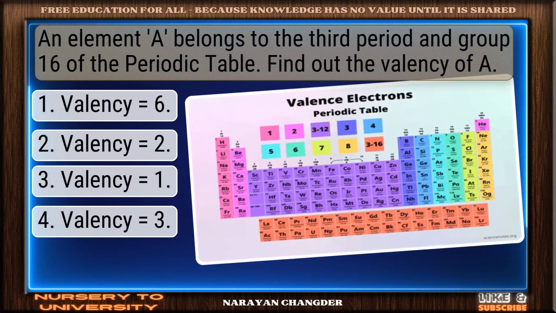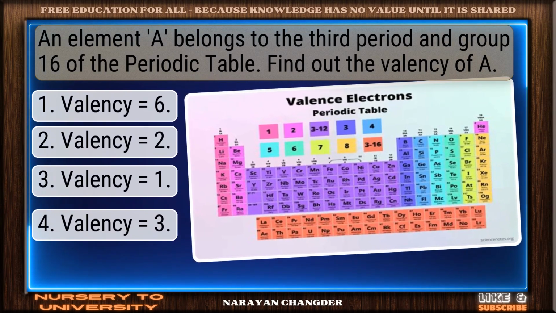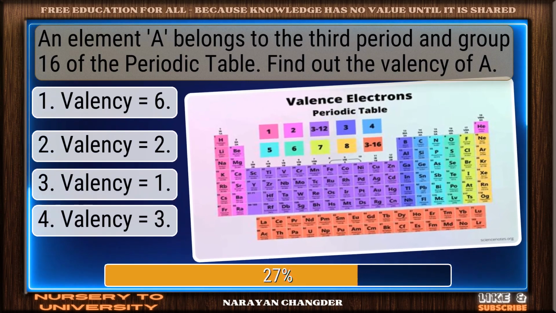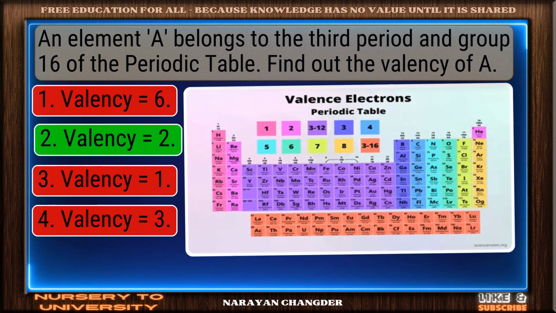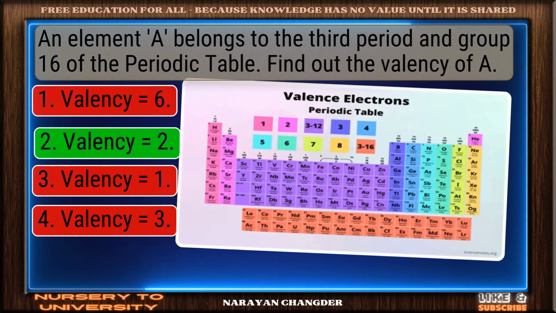An element belongs to the 3rd period and group 16 of the periodic table. Find out the valency of the element. Bravo! Valency equal to 2 is the answer.